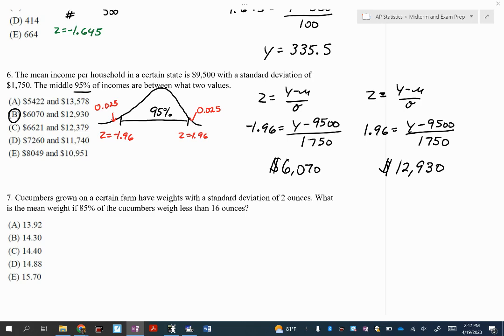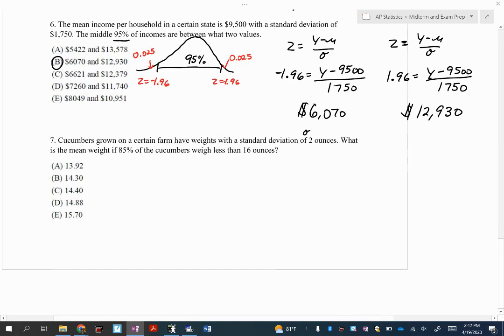Cucumbers grown on a certain farm have weights with a standard deviation of 2 ounces. So this is sigma. What is the mean weight if 85% of the cucumbers weigh less than 16 ounces? All right, so we're trying to find mu. The question mark is mu. Let's draw the curve. So again, I'm trying to find mu. I don't know what mu is. But it says 85% of the cucumbers weigh less than 16.